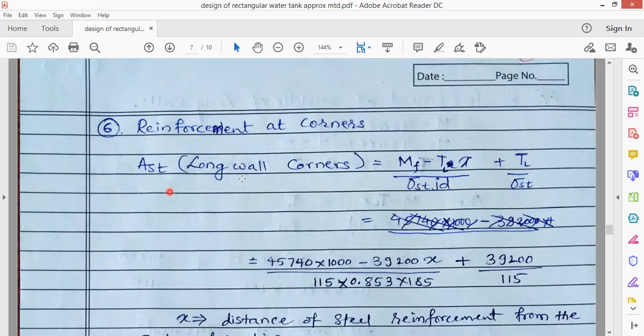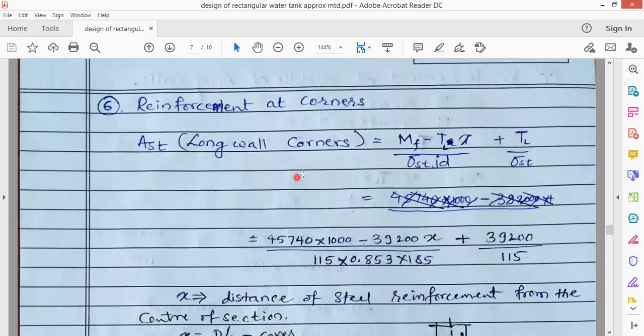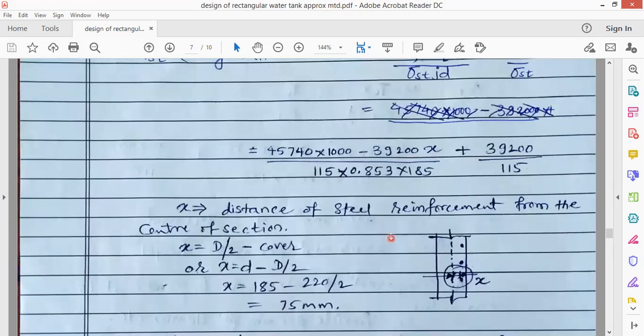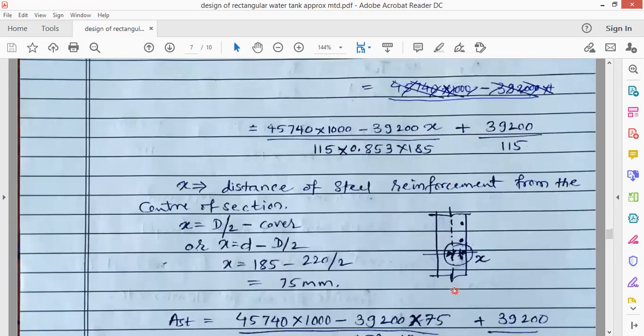So AST at long wall corners, it is for the long wall corners, so it will be MF or M minus TL or PL into X divided by sigma ST into J into D, plus TL divided by sigma ST. So here what is X? X is the distance measured from the center of this wall to the reinforcement.